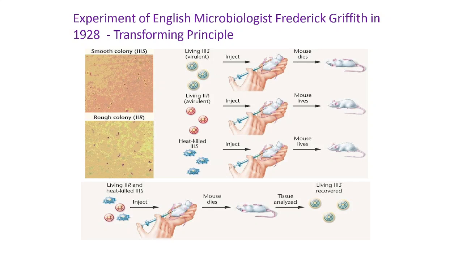You have an avirulent strain, you inject it in the mice, and the mice lives. That's fine. But what happens next? The next two experiments are very, very interesting.